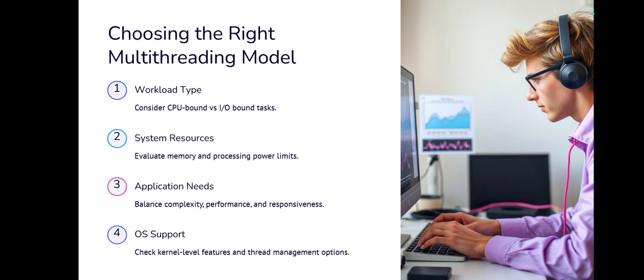Different multi-threading models, many to one, one to one, and many to many, offer trade-offs between simplicity, performance, and system resource usage. The choice of model depends on the application's requirements and the operating system's capabilities. So this is all we have seen about multithreading and the models of multithreading.